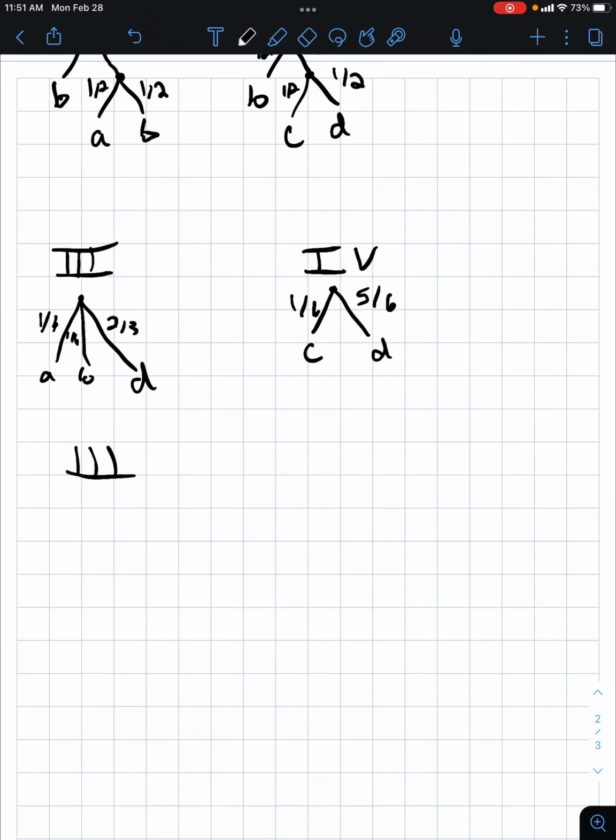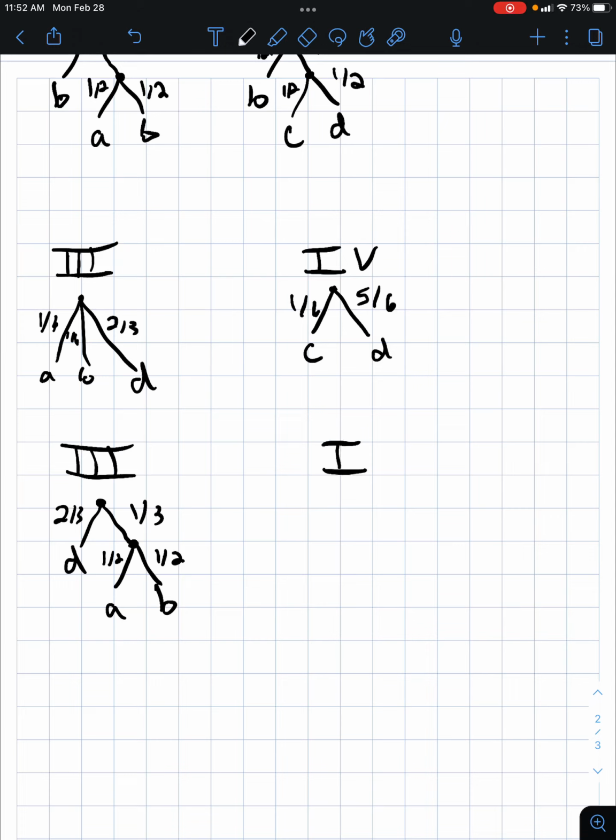So for the third lottery, we can rewrite this as 2/3 D, and then 1/3, then make another branch down. We get 1/2, 1/2, A and B. If we check to make sure this is the same, 1/3 times 1/2 is 1/6 for B, and 1/3 times 1/2 is 1/6 for A, and D is 2/3, so it all remains the same.